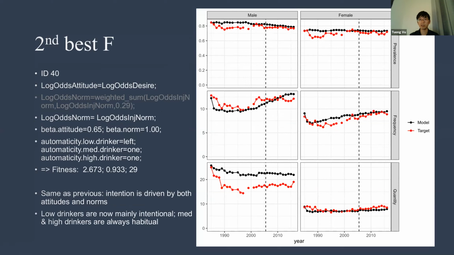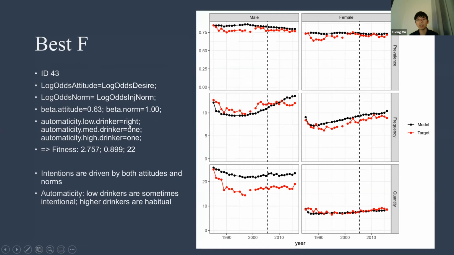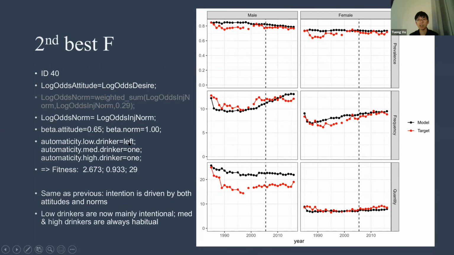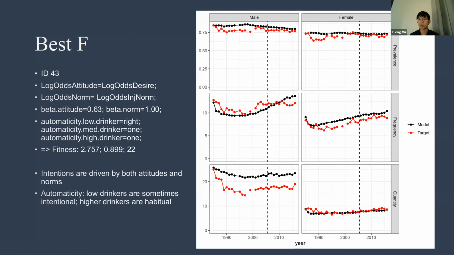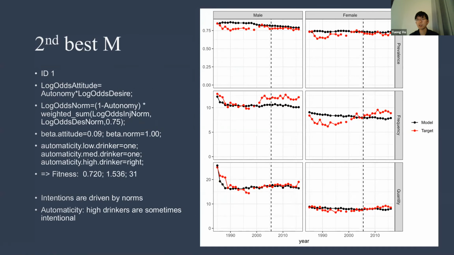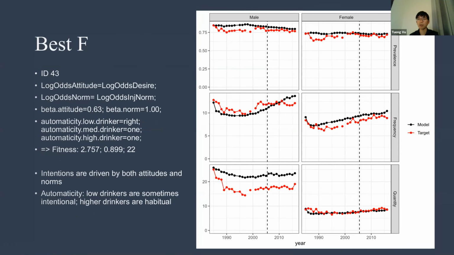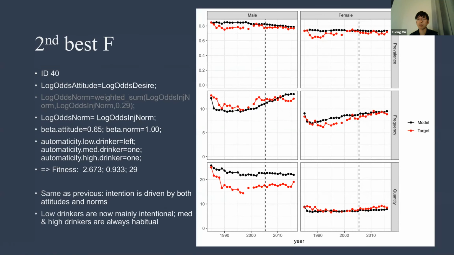So now we look at the second best. It's the same as previously, but you see that there's a slight difference in the low drinker here. For the low drinker, the best is right, the second best is left. So you may think, maybe the automaticity of the low drinker is not that important, right? Maybe only these two matter. Okay, so we've looked at all of the previous ones, and you see that there's always a trade-off. You get a good male, female is not as good. Here you get better female, but the trade-off is that the male is not as good.